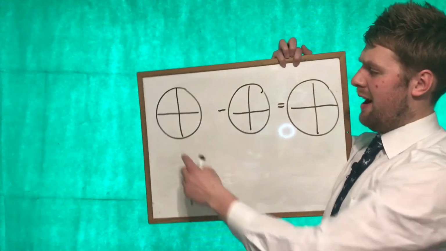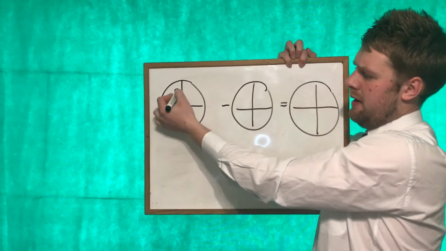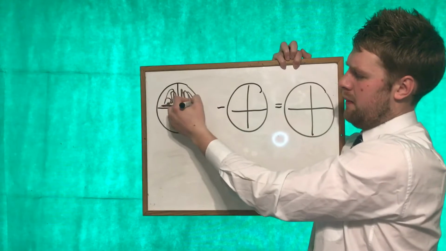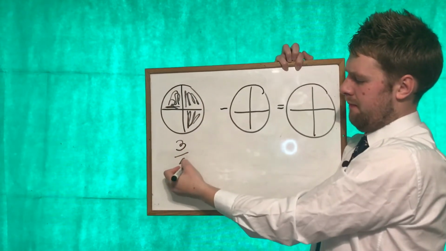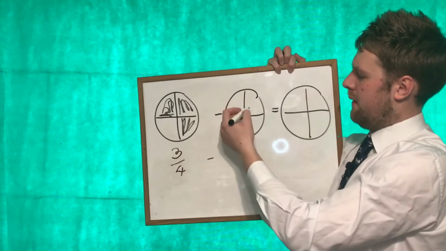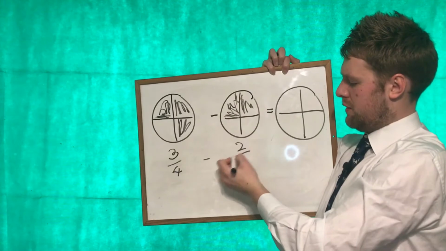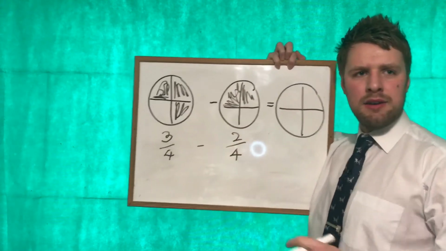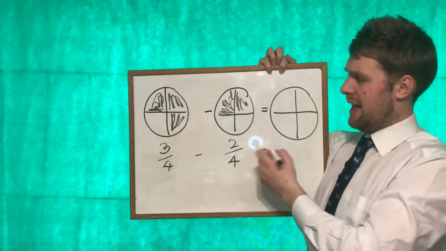Well, today we're going to look at subtraction of fractions. So we're going to start with an example. Here I have a problem, and here it is. It's going to be 3/4 subtract 2/4. So we can see 3/4 and we can see 2/4. What do you think the answer would be?